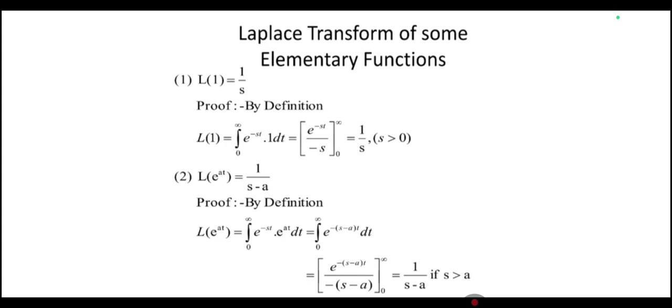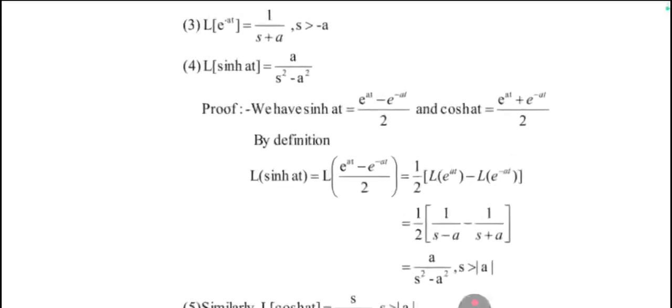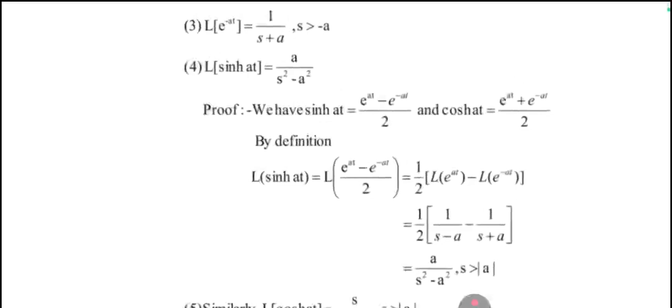Now substitute the limit. Here 1 by s minus a, you take this term as common. Now you substitute the limit for e power minus of s minus a into t. When you substitute this one, we will get upper limit e power minus infinity, that is 0. So minus of, when you substitute the lower limit, you will get 1. So minus into minus plus. So we will get 1 by s minus a. Here also s must be greater than a. This is the second result. Similarly we can prove for e power minus at, that is L of e power minus at equal to 1 by s plus a.